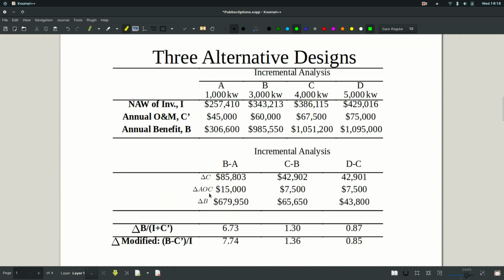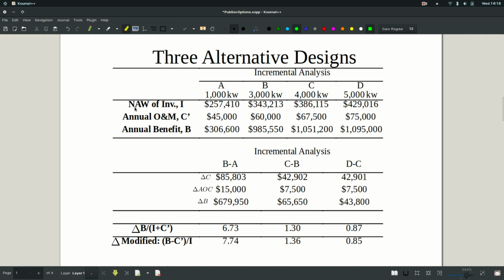Now I found this beauty on the intranets. So I found this out on the web. It's a good slide, but it seems to have an issue. So let's see what that issue is. So we have 3 alternate designs that we're comparing. It looks like it's some kind of electrical design, as this seems to be kilowatts.